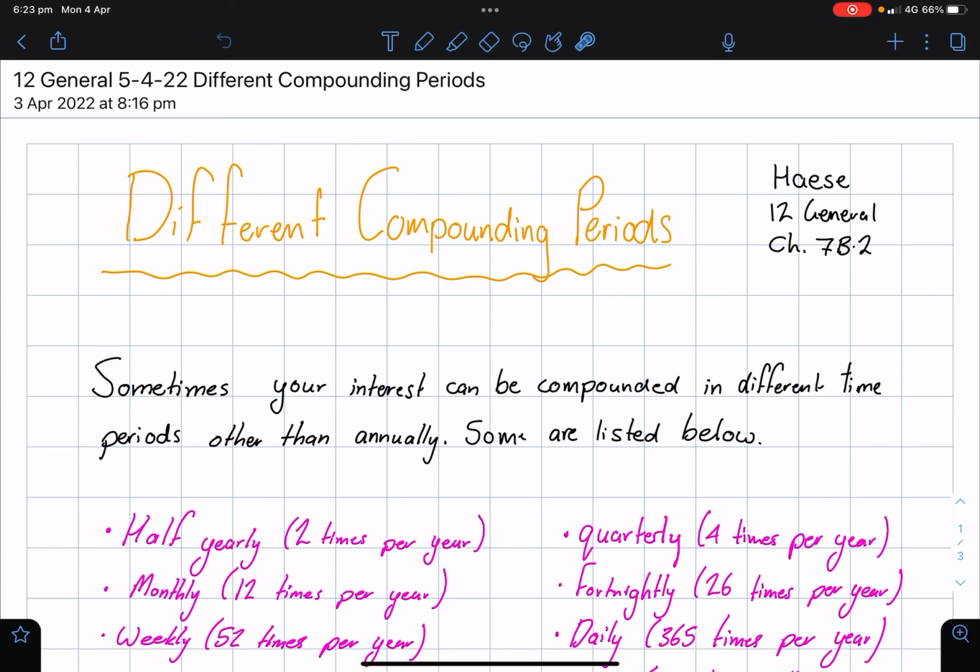So we're continuing on with our financial modeling and we're going to start looking at different compounding periods. In the last video we looked at compounding interest paid out every year, but sometimes that compounding interest can be paid in different time periods, okay? So this is in chapter 7B.2 of the Hazy Year 12 General textbook, all right?